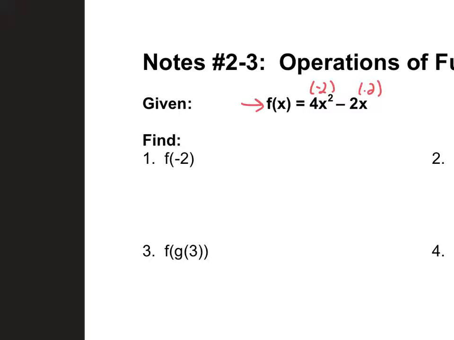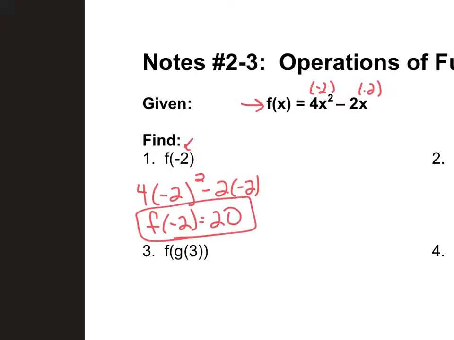Now, when you do this, I'm going to write it out. You could use your calculator. Remember, put whatever x is, negative 2, in parentheses, and make sure and put it in your calculator correctly. If you do that, you'll get that f of negative 2 equals 20. So just plug in and be careful.